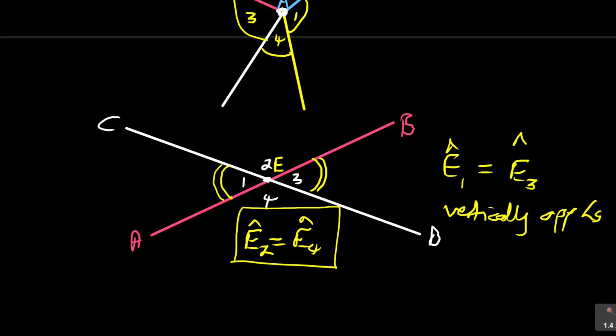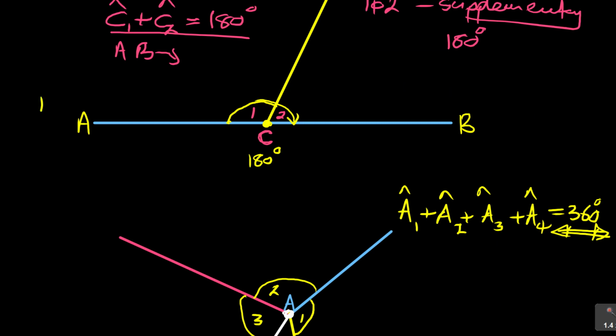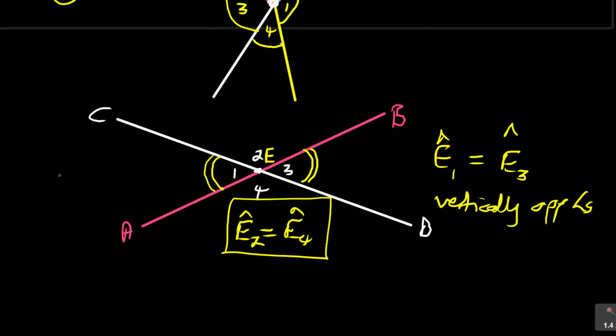So there are three concepts about lines that you need to know. The first one is angles in a straight line. The second one is angles at a point that add up to 360. And the third one is vertically opposite angles being equal. So that's the first part.